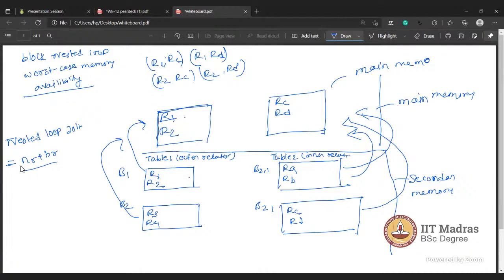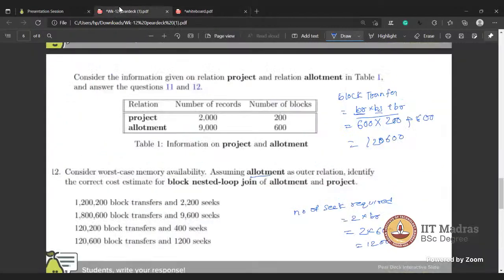So for the number of records, in nested loop join you compare with each record, but in block nested loop join only blocks are compared. Clear? You got it, or shall I explain once again? No, it's clear. Okay. So we'll move to the next question.